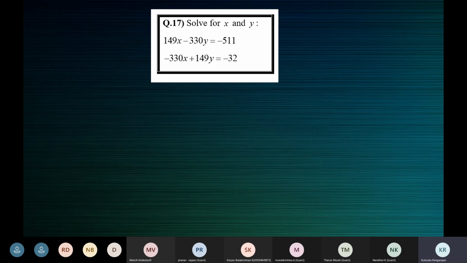Okay, so I'm just unsharing my screen for some time. I just need to check if you've got the equations right. The 4 students have shared their pictures: Nandini, Tarun, Shreyas, and Meera. I'm unsharing my screen.